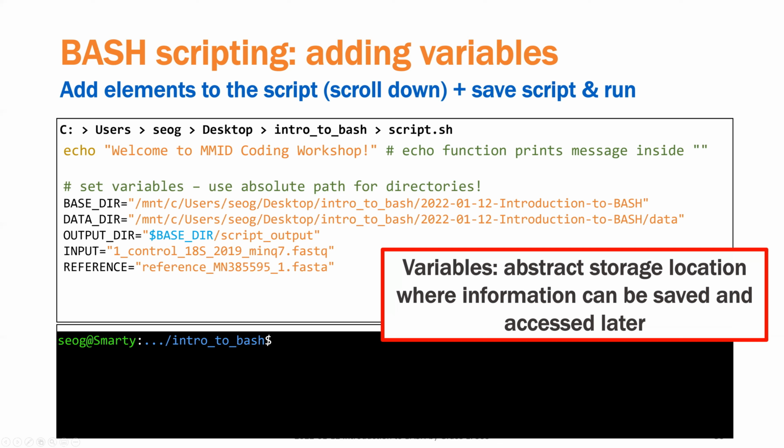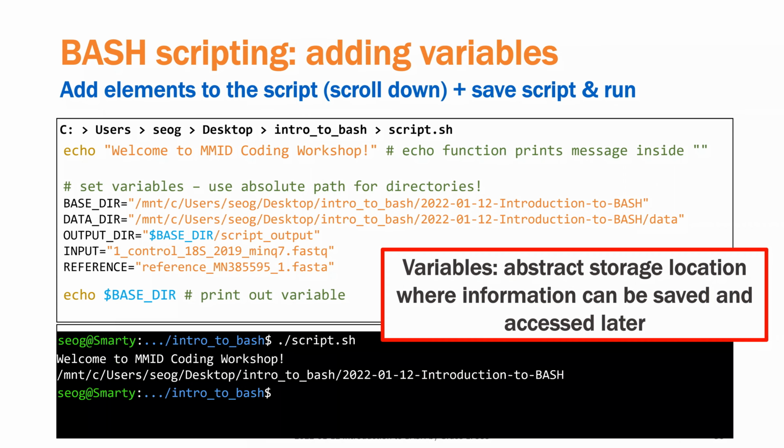Now, to ensure that our script is running properly, I always echo out a message to indicate that this step is completed, for checking errors. So in this case, let's print out one of the variables that we assigned to make sure it's saved properly. Now you can save the script and run it on the terminal again. The output shows that we got our base directory printed out, indicating that the variable was successfully stored.